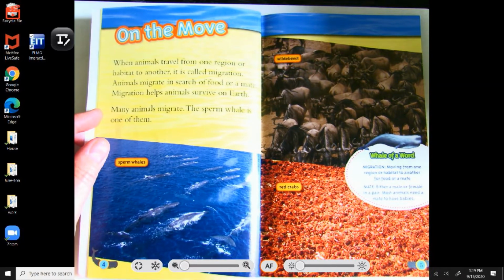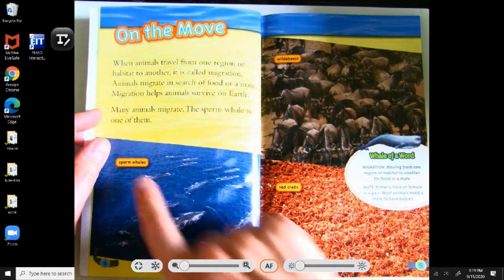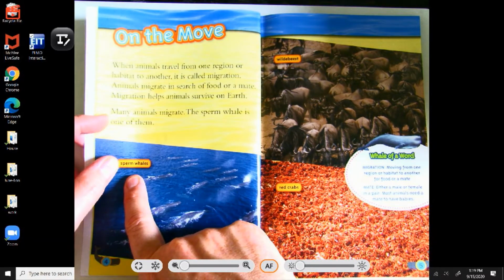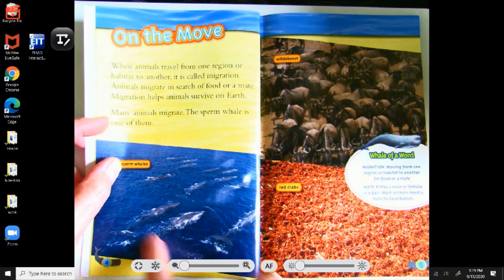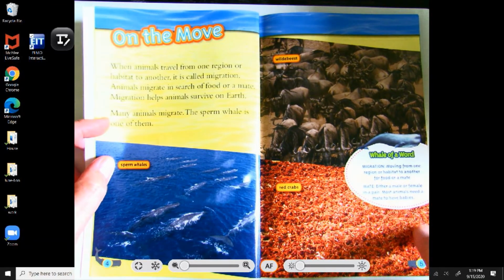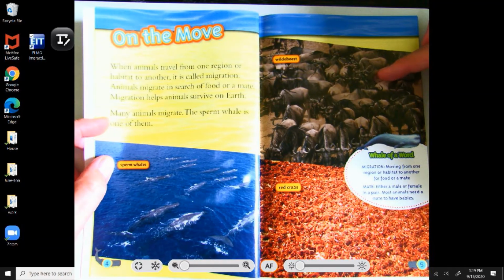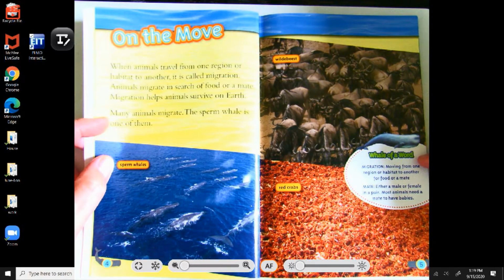Now, if you take a quick look here, you'll see before we start reading, we've got captions, right? The caption describes what's in this picture, sperm whales. You can see here from the caption, we're looking at red crabs, many, many of them. And at the top here, we're looking at wildebeests. Then I see a text feature here.